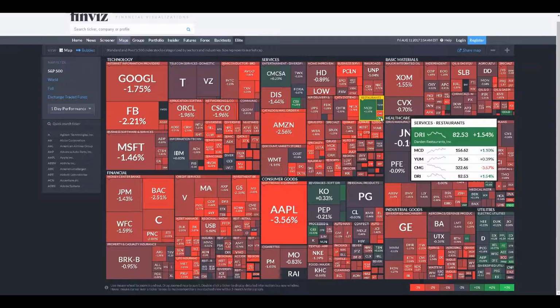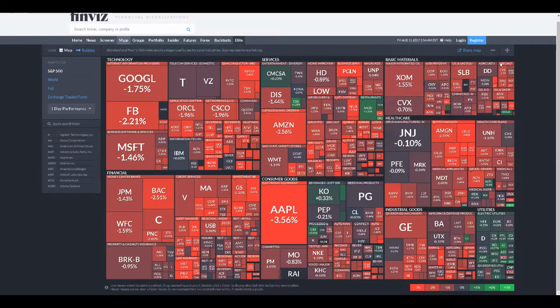DRI, I am not sure what DRI is. It's Darden Restaurants, I'm not sure what they control. And then as you go on to the different sectors, this has all 7 sectors here. You can see basic materials, services, technology, financial, consumer goods, healthcare, and industrial goods.